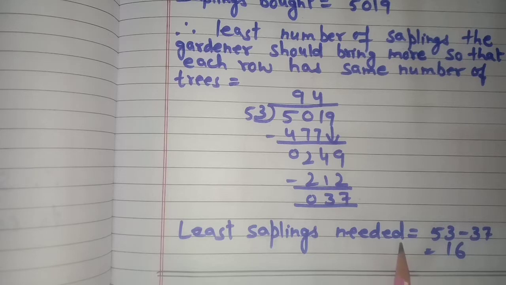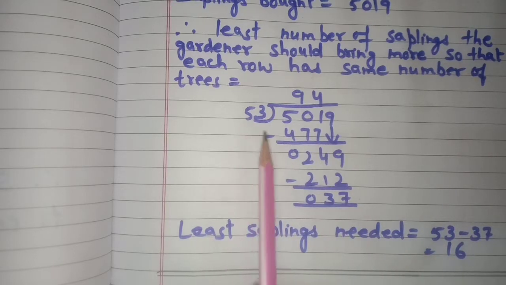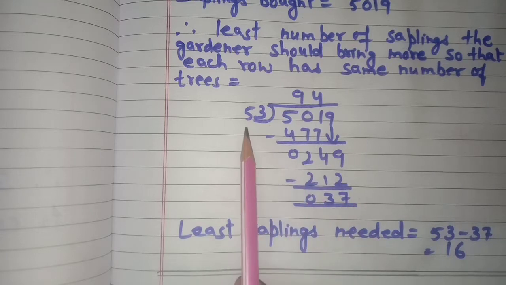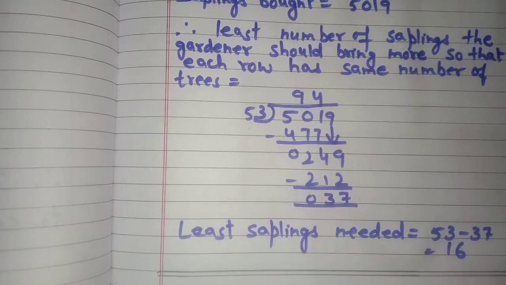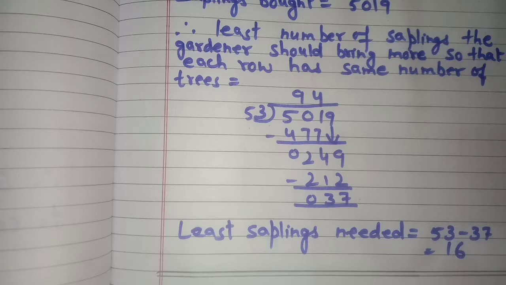So, you need to subtract this remainder from the divisor. So, what will be your answer? 16. It means 16 will be the least number of saplings needed more so that each row has the same number of trees. So, this is how you can find the least number of saplings that should be needed.